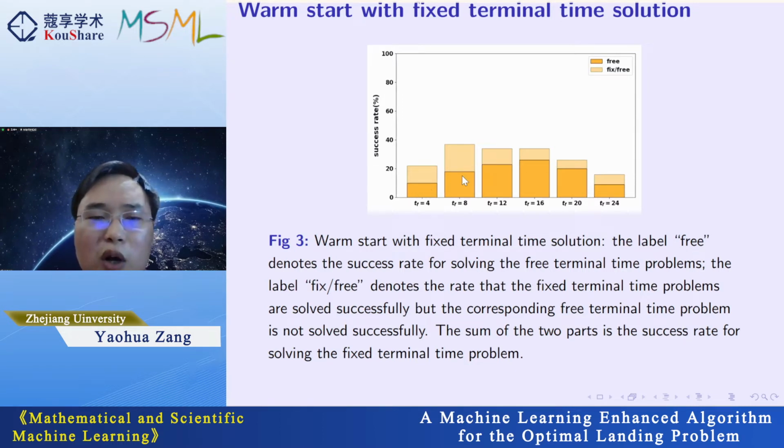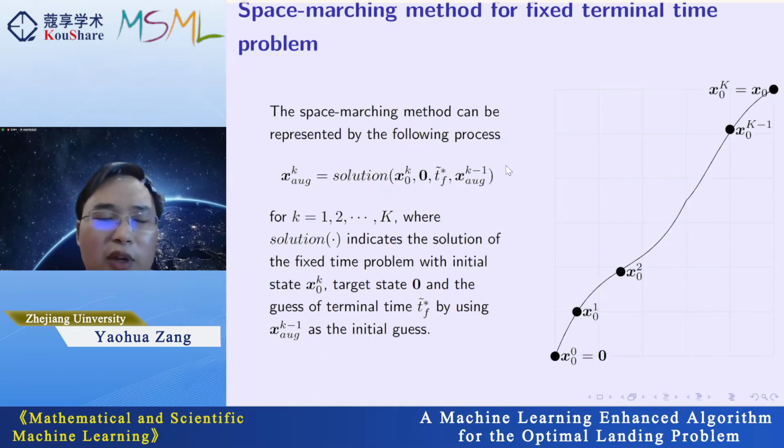So we want to improve the success rate of both solving the free terminal time problems and the fixed terminal time problems. A straightforward way is to propose some techniques to improve the solving of the fixed terminal time problem. So that's why we propose the space matching method for solving the fixed terminal time problem. The space matching method can be represented by the following process.